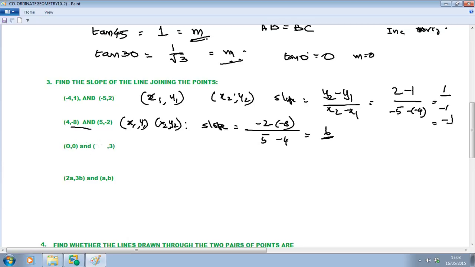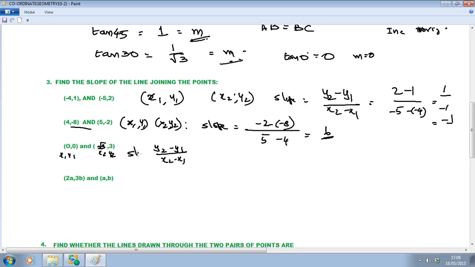So let us say the next points are here, and take the value of slope 3. Okay, so what is the slope? I will write here: this point is x1, y1, this point is x2, y2. The slope, you write the formula always, is y2 minus y1 divided by x2 minus x1.